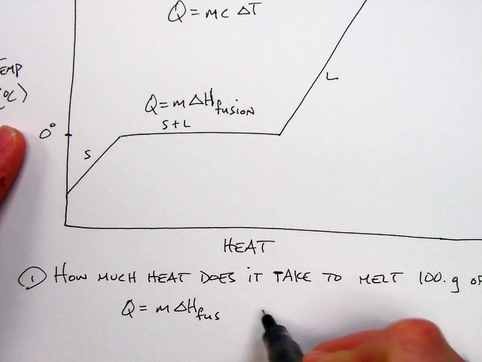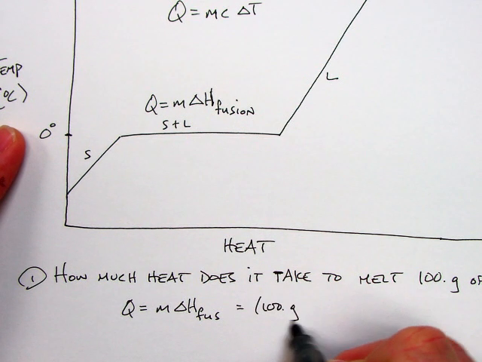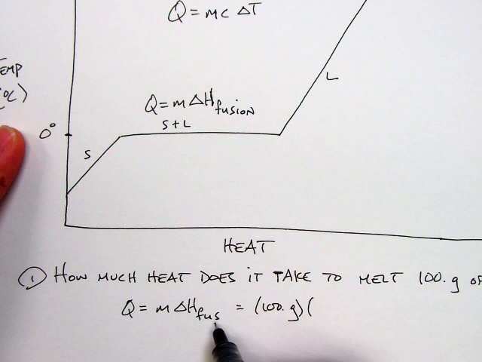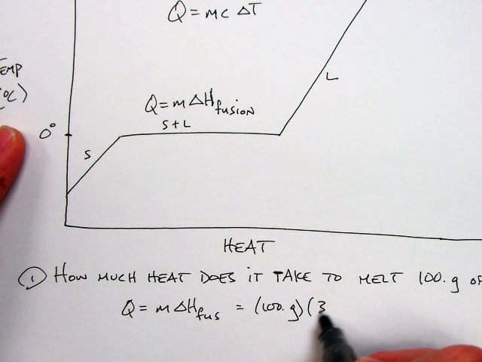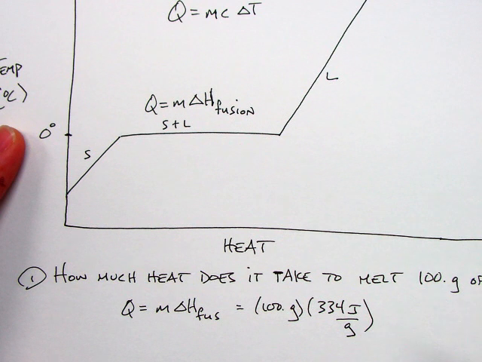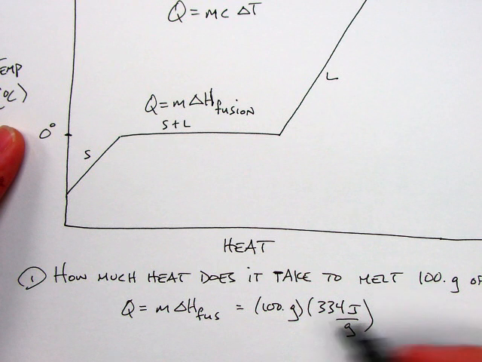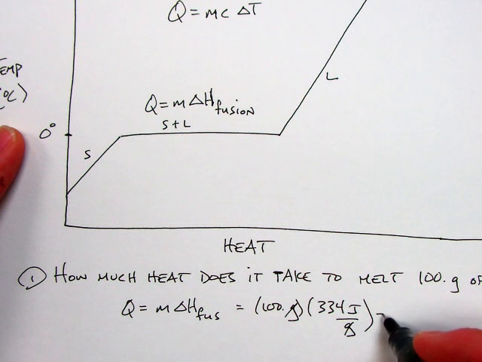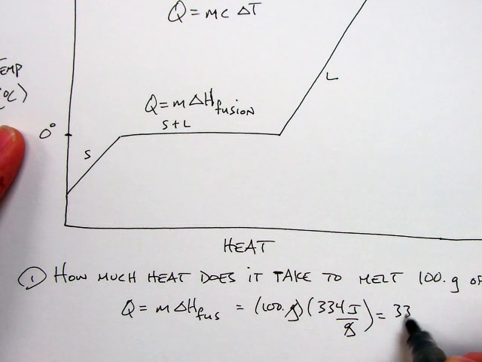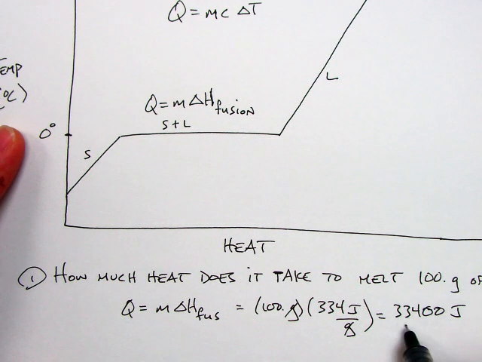Plugging in our numbers, my mass is 100 grams, and the delta heat of fusion of ice is 334 joules per gram. So it means for every 1 gram of ice, it takes 334 joules to melt it. We can see our units with grams will cancel, and we're going to get 334 and add a couple zeros on there for our answer. And that's it. Kind of neat, huh?